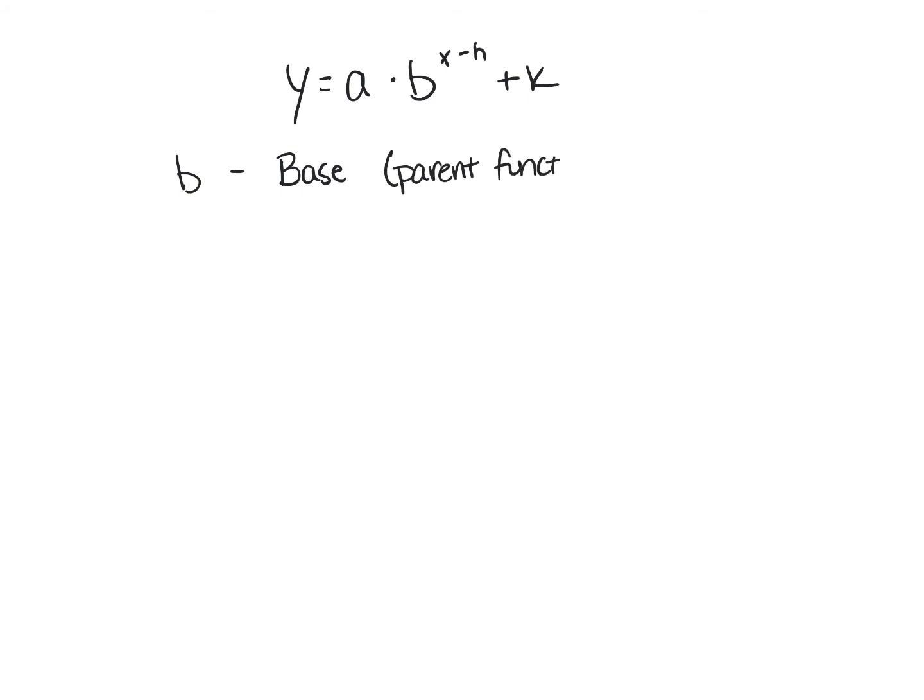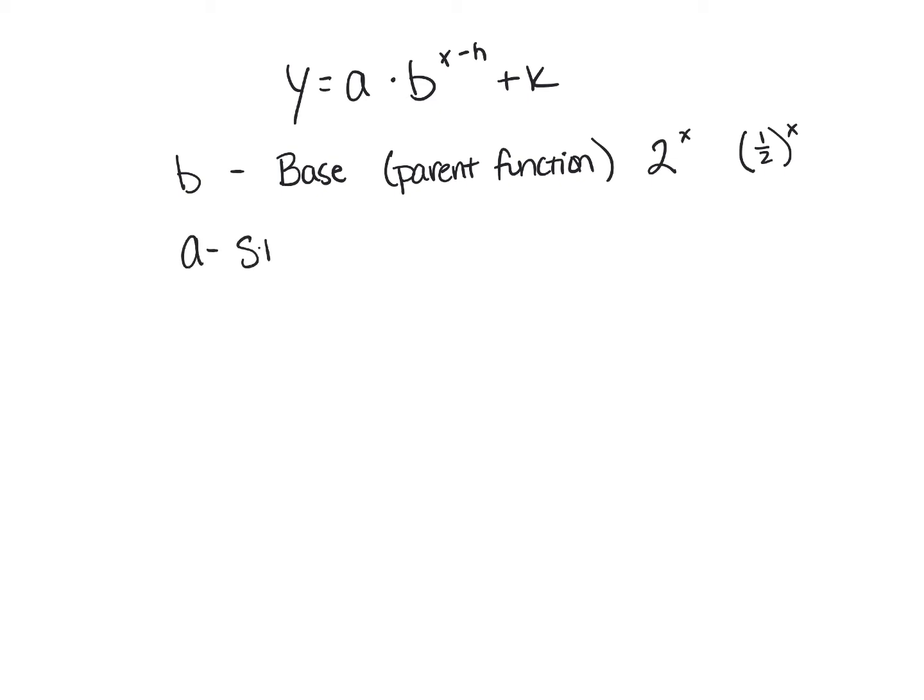So an exponential function in transformation form looks like y is equal to a times b to the x minus h plus k. In our case, b is going to be our base and help with our parent function. Now, for our unit, we're only going to use two bases. We're either going to have the base or parent function of 2 to the x or 1/2 to the x. So it's either going to be 2 or 1/2. That's not something we're going to need to find. But that deals with our parent function.